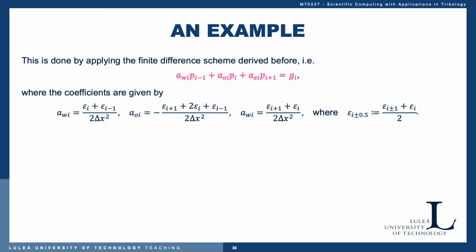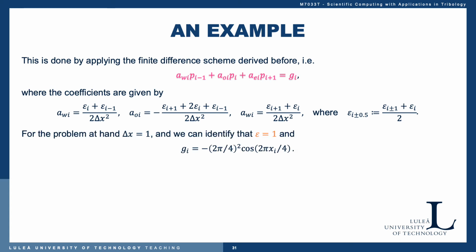Now we can discretize this problem, and we do this by applying the finite difference scheme that we derived before, which we have here. We recall that the coefficients are given by the epsilon function, and epsilon is approximated by its arithmetic mean value, like we have here. For the problem at hand, we had delta x equal to 1 and we identify epsilon equal to 1 directly from the problem. Recall, it was just the second derivative of p. So epsilon must be 1.